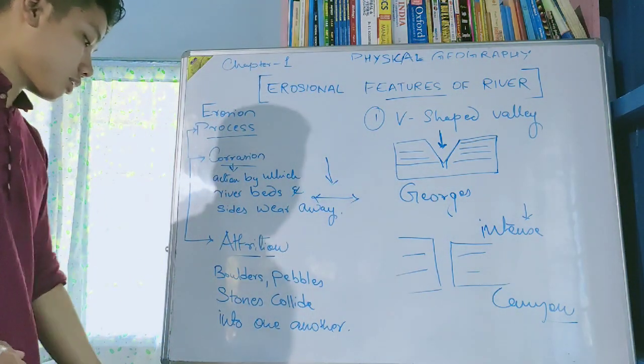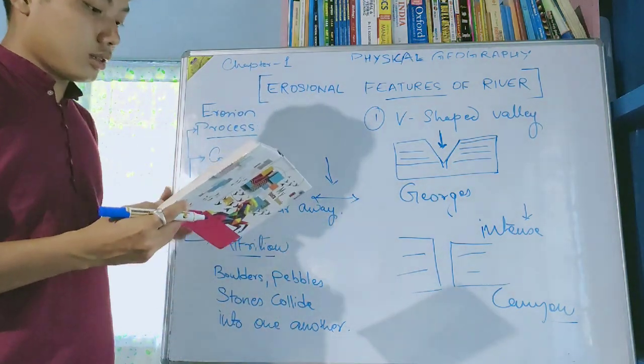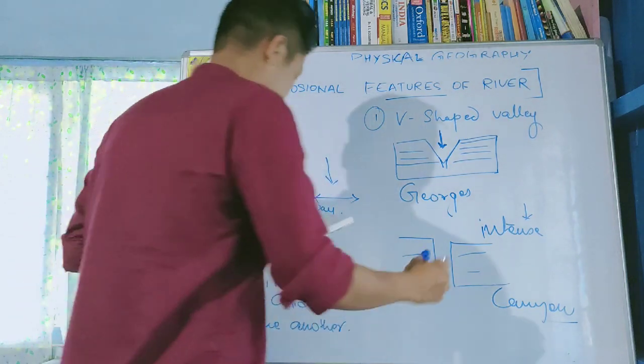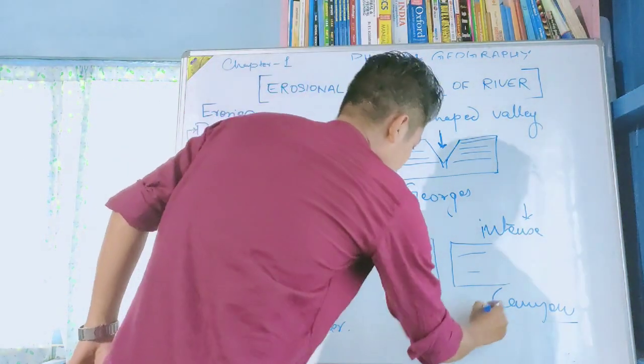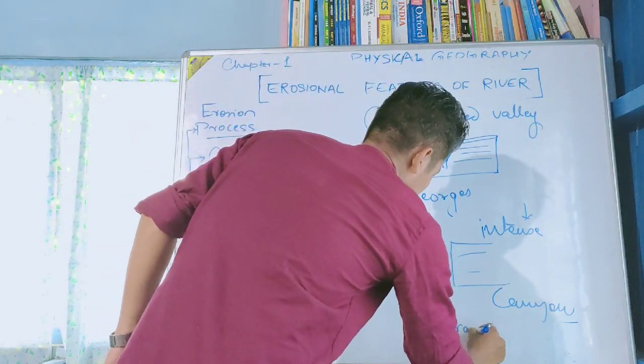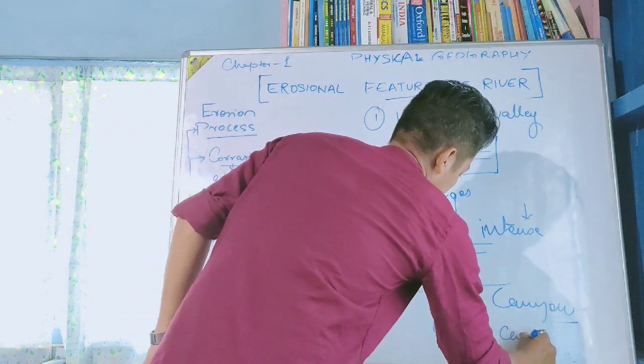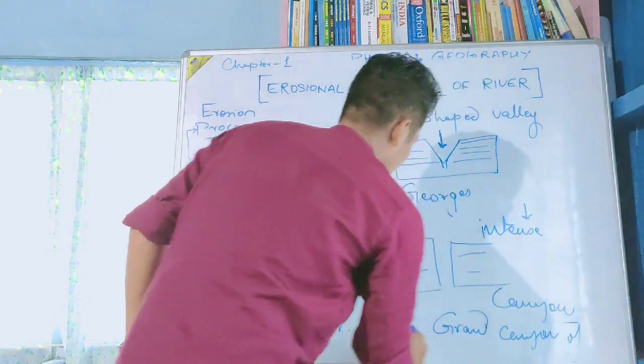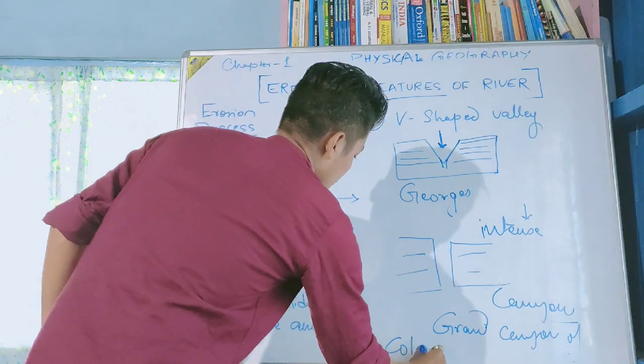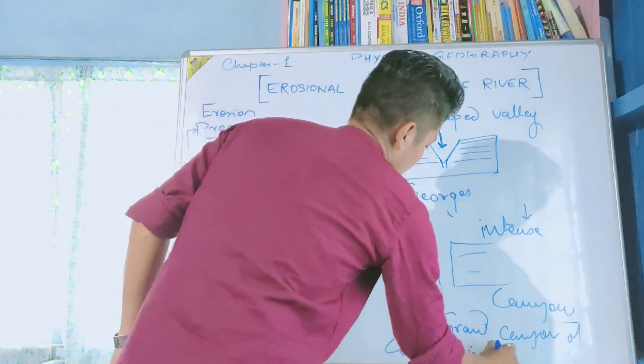I will tell you the example of a canyon. The Grand Canyon of Colorado in USA is one of the best examples of a canyon.